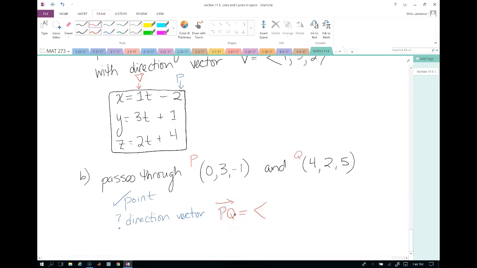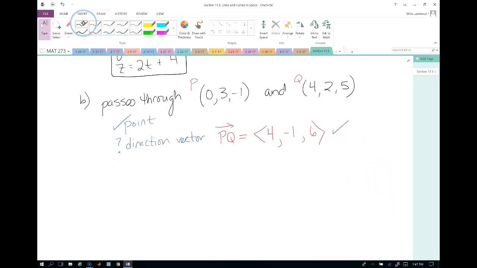So I'm going to do PQ. That means I'm going to have 4 minus 0 is 4, 2 minus 3 is negative 1, 5 minus negative 1 is really 5 plus 1, which is 6. So this vector is describing how each of my coordinates change as I move from P to Q. And if we want to stay in a perfectly straight line, that's got to be the same amount of change we see as we jump from any point to another on the line. So now we've got our vector.